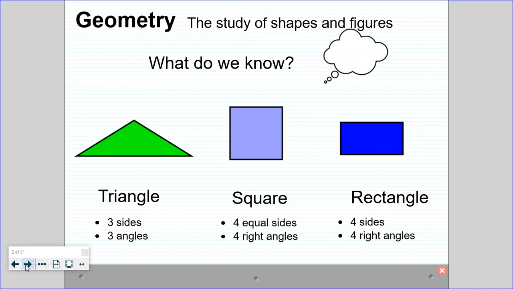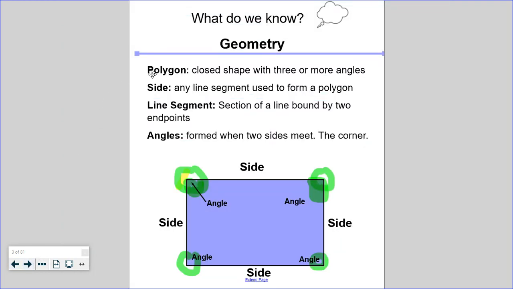So let's talk about what polygons are. A polygon is a closed shape with 3 or more angles. It also has to have straight sides. Okay, so a polygon is a closed shape with straight sides and 3 or more angles or 3 or more sides. Now, what is a side?